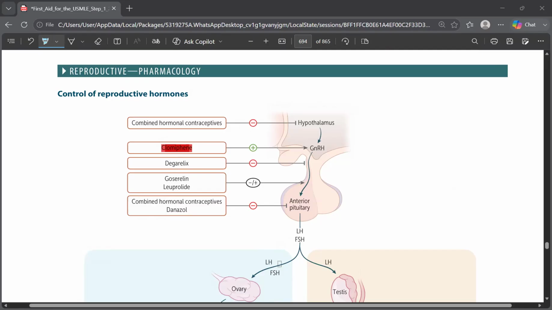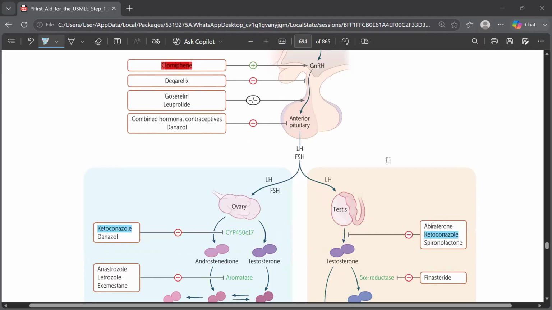It is a gonadotropin-releasing hormone antagonist, and it acts on the gonadotropin-releasing hormone to inhibit its production. Then we have goserelin and leuprolide. They positively or negatively affect the gonadotropin-releasing hormone secretion. And next we have again combined hormonal contraceptives that act on the anterior pituitary and hypothalamus, and danazol that acts on the anterior pituitary and inhibits it. The anterior pituitary then secretes luteinizing hormone and follicle-stimulating hormone that act on the gamete-producing gonads, ovary and testes.